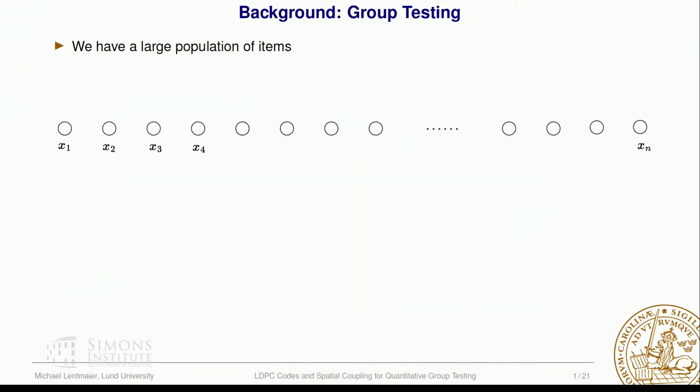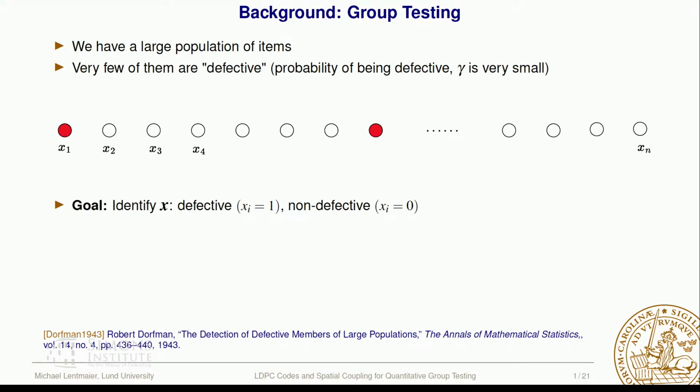So what is group testing? We have a large population of items, n in this case, and we're assuming that some of them are defective in some way. You can think of disease screening, but you can also think of multiple random access schemes where you want to identify where users are active and things like that. So you want to identify the positions or those items that are defective, and we use this variable x for it and say it's 0 or 1.